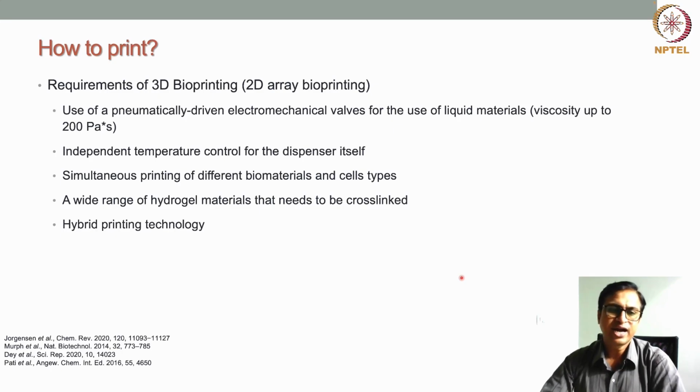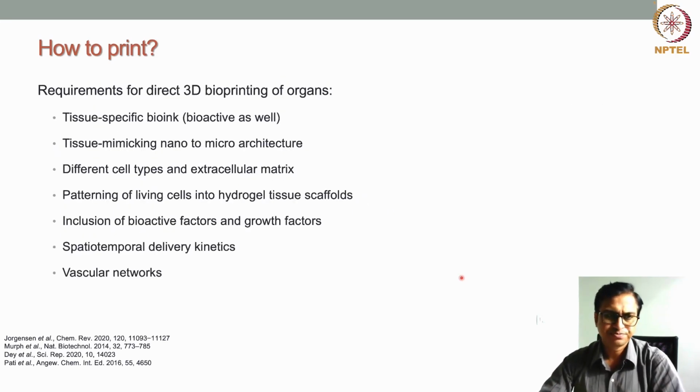And then there are different hybrid printing technologies required. As I mentioned, one type of bioprinting technology cannot be used for printing very complex structures. So probably we need to combine different technologies together. So the hybrid printing technology can be the way to go forward.